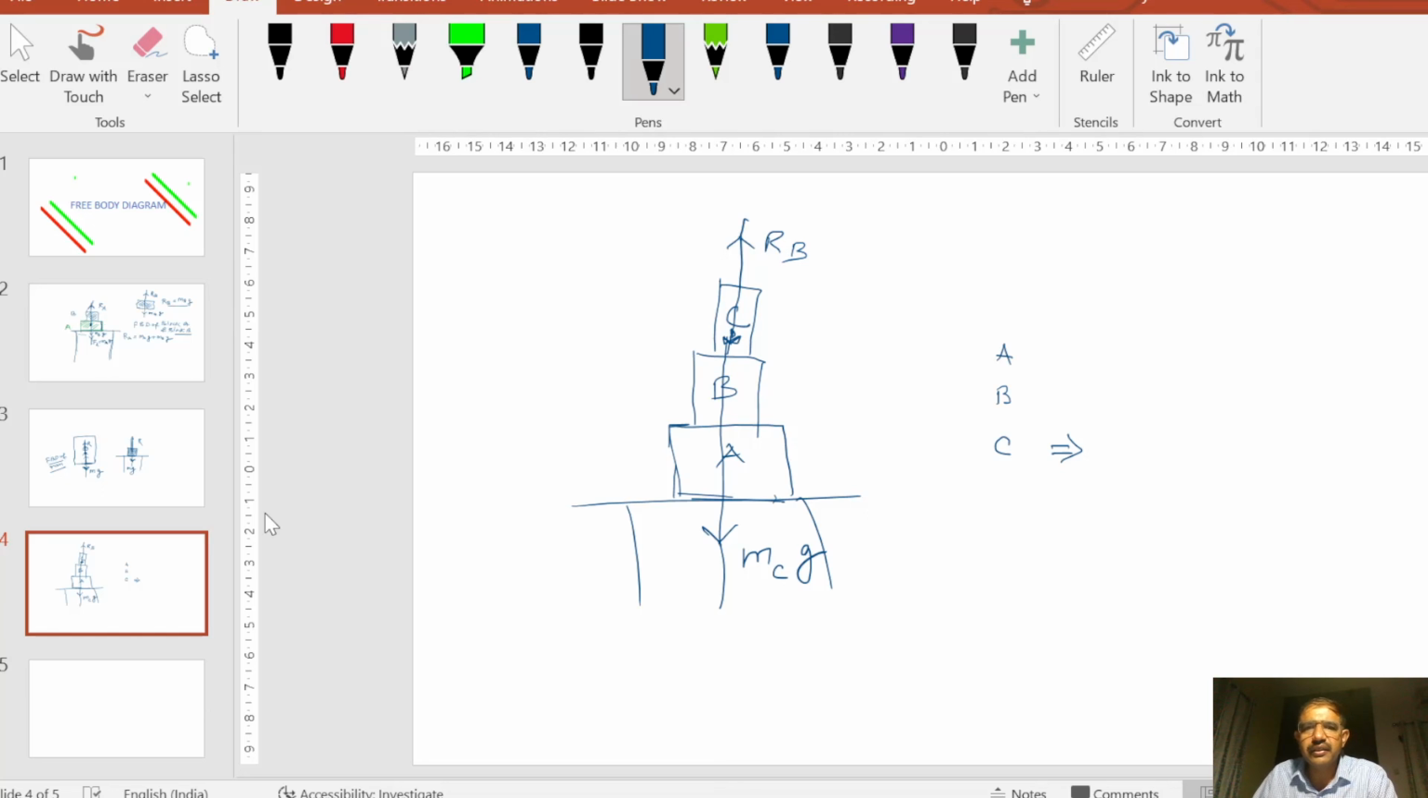So if individually I draw the free body diagram of block C, then what is the free body diagram of block C? One force is acting downwards, that is basically equal to MC into g, and the normal reaction that is provided by block B, that is RB.